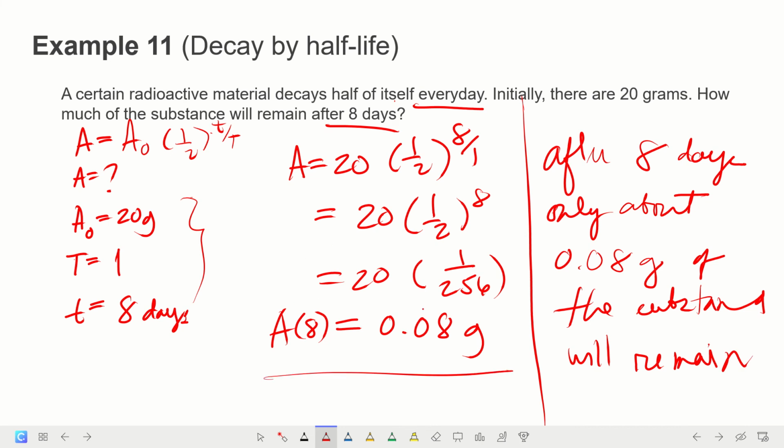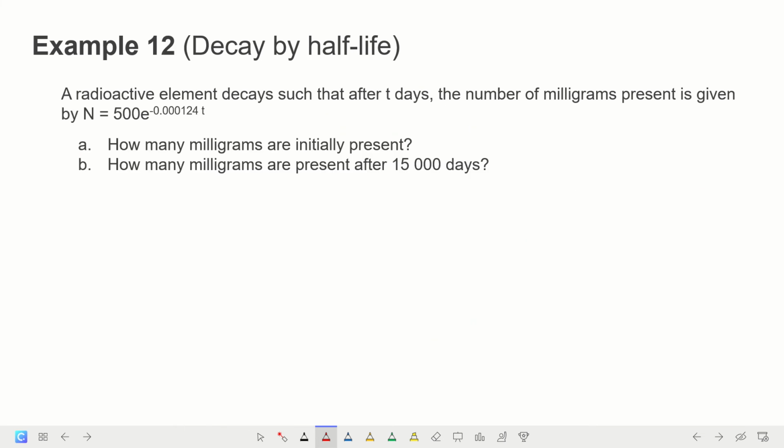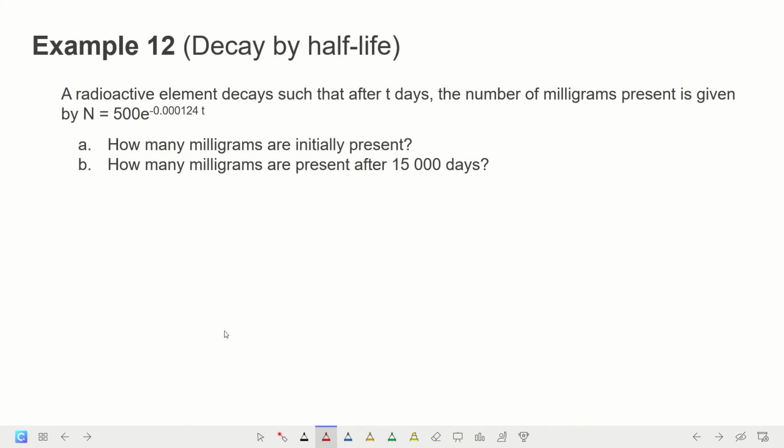So this is the meaning of our answer. So let us answer our example number 12.